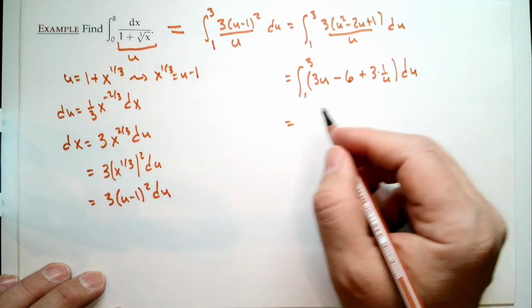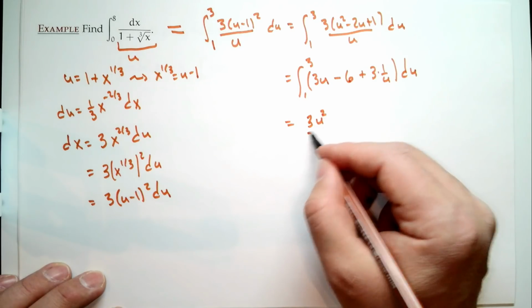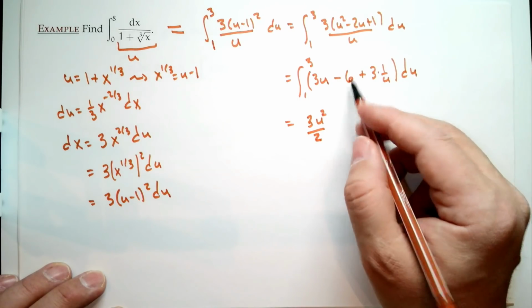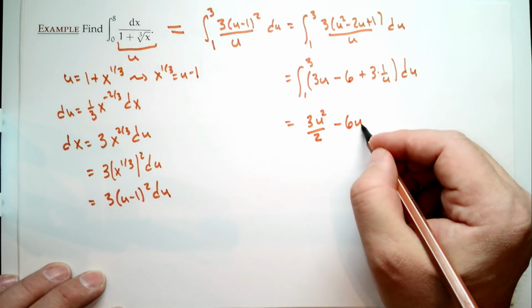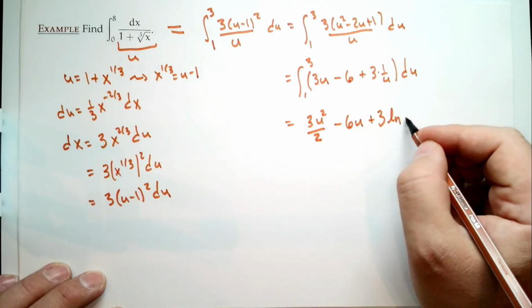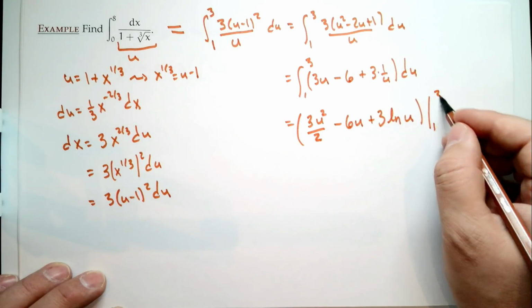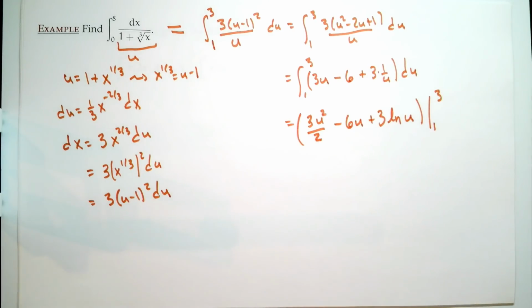The integral of 3u, well, that's u to a power. You add 1, u squared, divided by the power 2. Integral of negative 6, negative 6u. Integral of 1 over u, that's on our list. That's the log of u. And we're going to evaluate from 1 to 3. So, let's see what we get.